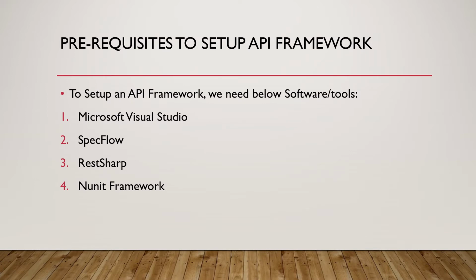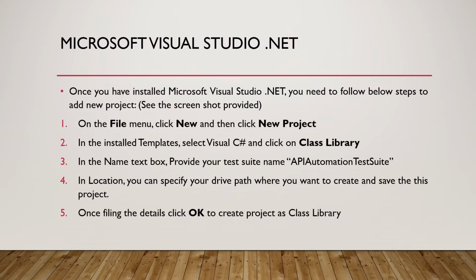Below are the software and tools which are required to set up an API framework. First one is Microsoft Visual Studio, second one SpecFlow, third one RestSharp, and fourth one is the NUnit framework. Microsoft Visual Studio .NET. Once you have installed Microsoft Visual Studio .NET, you need to follow the below steps to add a new project. See the screen which is provided in the next slide.